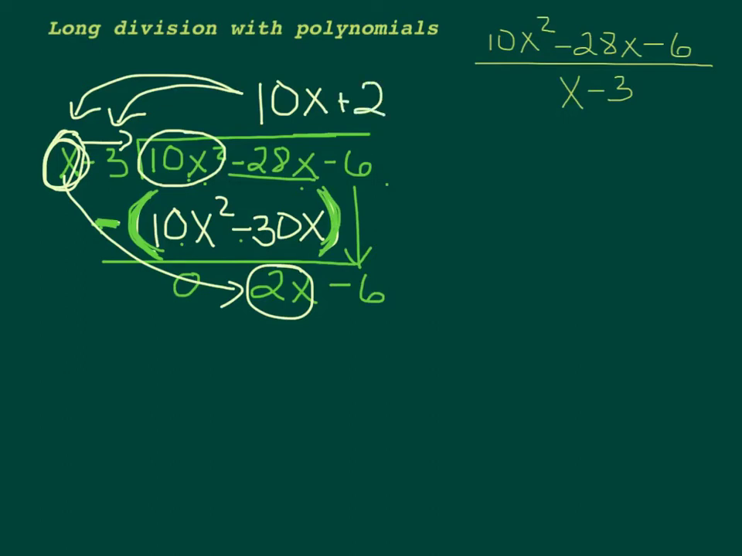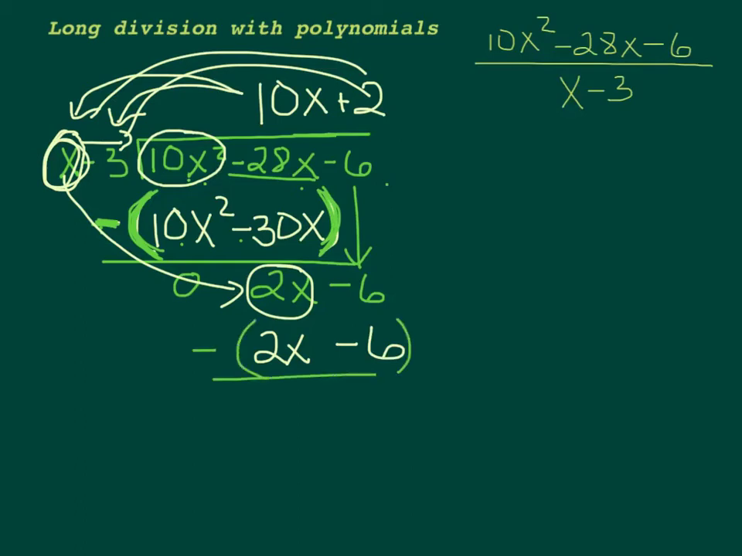And then you multiply. 2 times x is 2x, and 2 times negative 3 is minus 6. And then you group it and subtract it. So 2x minus 2x is nothing. And negative 6 minus negative 6 is negative 6 plus 6, which is nothing. So we have no remainder, which is awesome. That means that 10x squared minus 28x minus 6 divided by x minus 3 is equal to 10x plus 2.